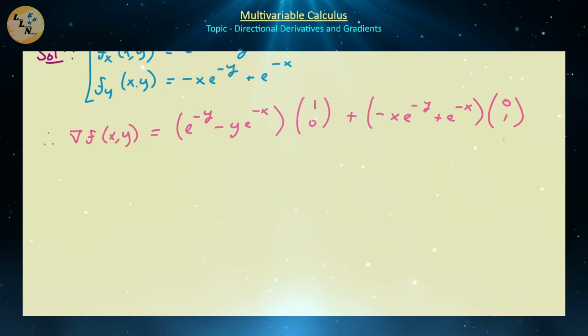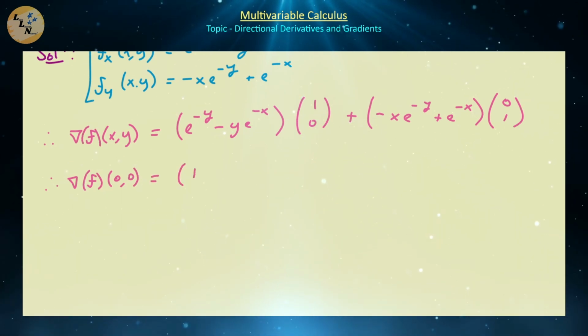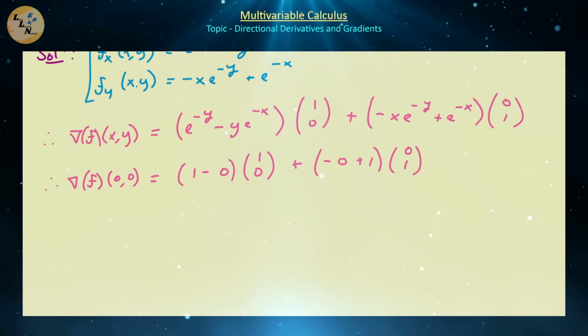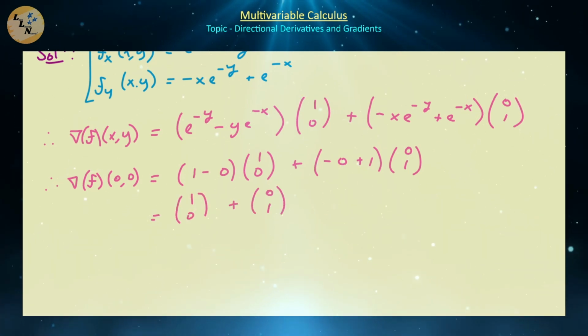Okay, so once we evaluate this at the point (0, 0), the gradient of f evaluated at (0, 0) is going to be equal to what? So we're going to have 1 minus 0 times the vector (1, 0) plus minus 0 plus 1 times the vector (0, 1), which is the vector (1, 0) plus (0, 1), which is the vector (1, 1). So that's the gradient of the function f at (0, 0).